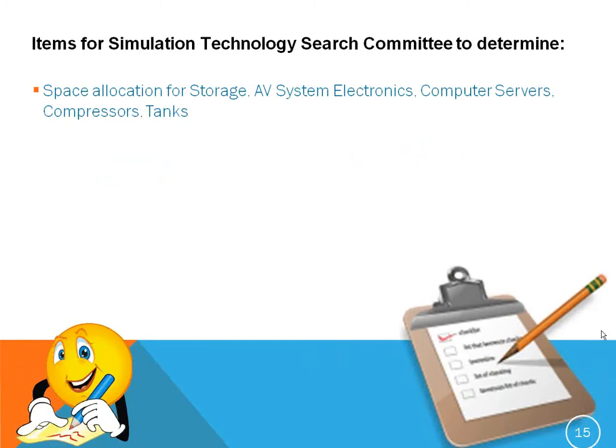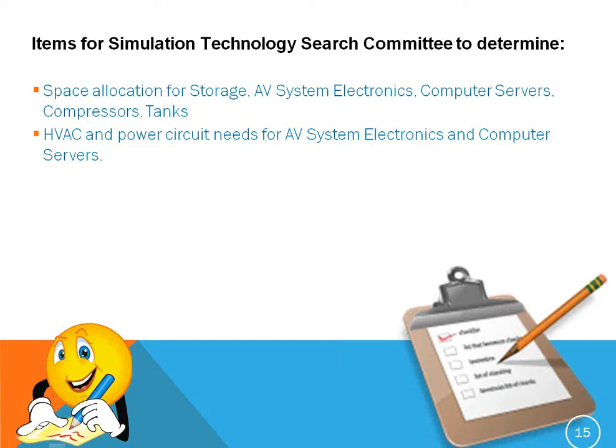Key things to plan for is space allocation for the different systems that you might install: the storage system for the recordings, all of the electronics that go along with the AV system that you're installing, and the computer servers, compressors, the air gas tanks. Next, please.